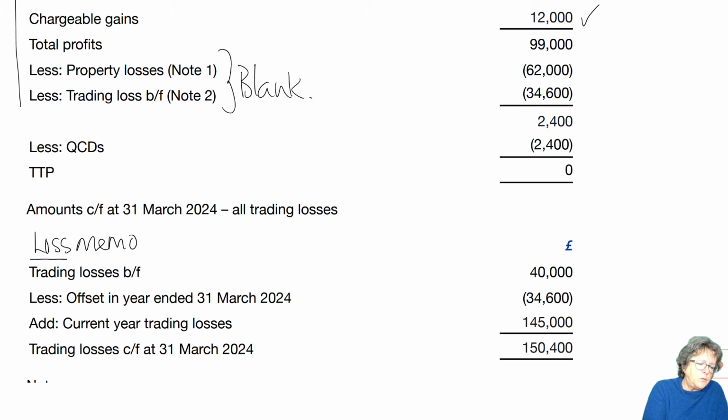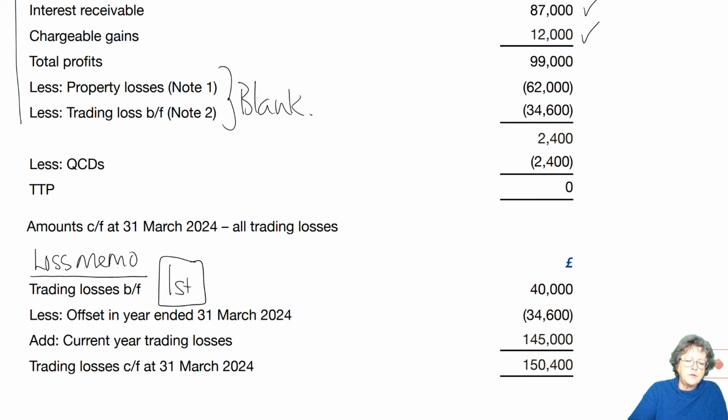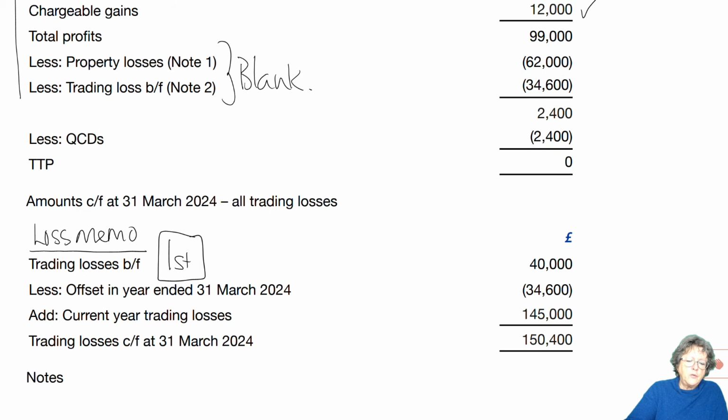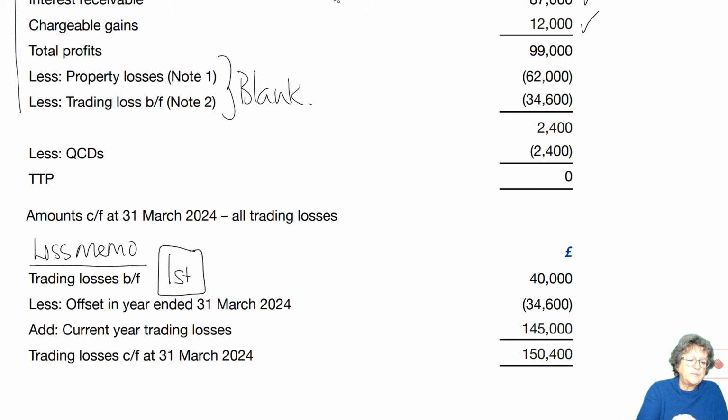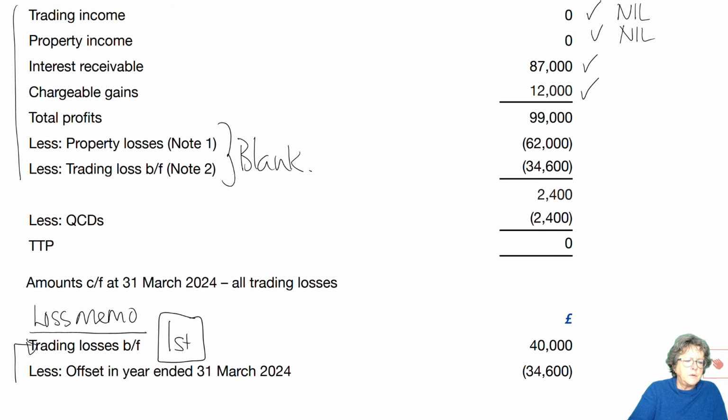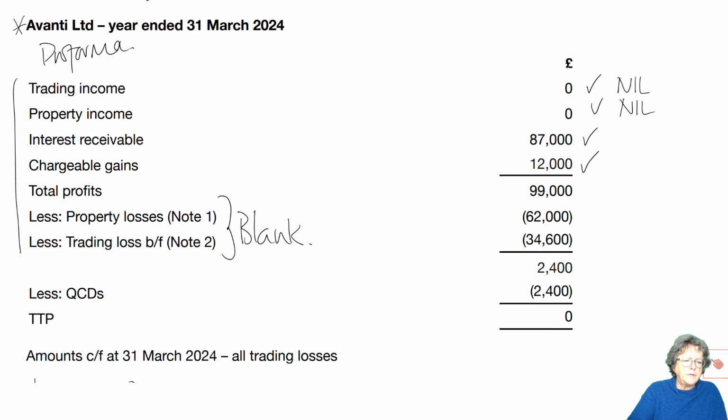And we deal with the brought forward losses first. That was the 40,000. And we have current year losses. Now, what I would have done is I would have added these together, and then decided what I needed to do. Because we have a bit of a twist in this question. Do you remember that there were property losses?